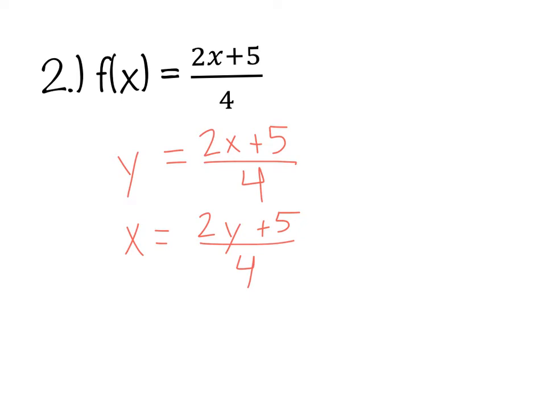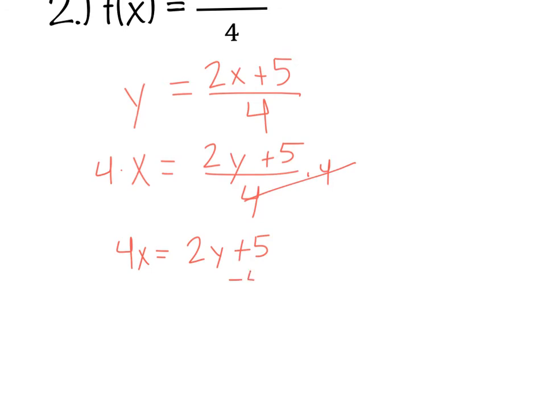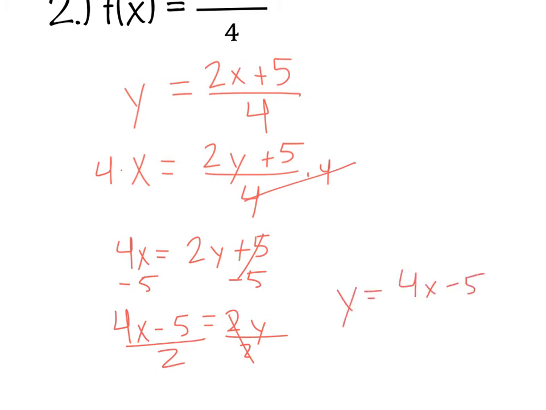Well, we start this one by getting rid of the fraction, so multiplying by the denominator. Okay, so 4x equals 2y plus 5. Subtract 5, subtract 5. So 4x minus 5 equals 2y, and then just simply divide everything by 2. So I'm going to flip this around again. So y equals 4x minus 5 over 2, and that will be our inverse.